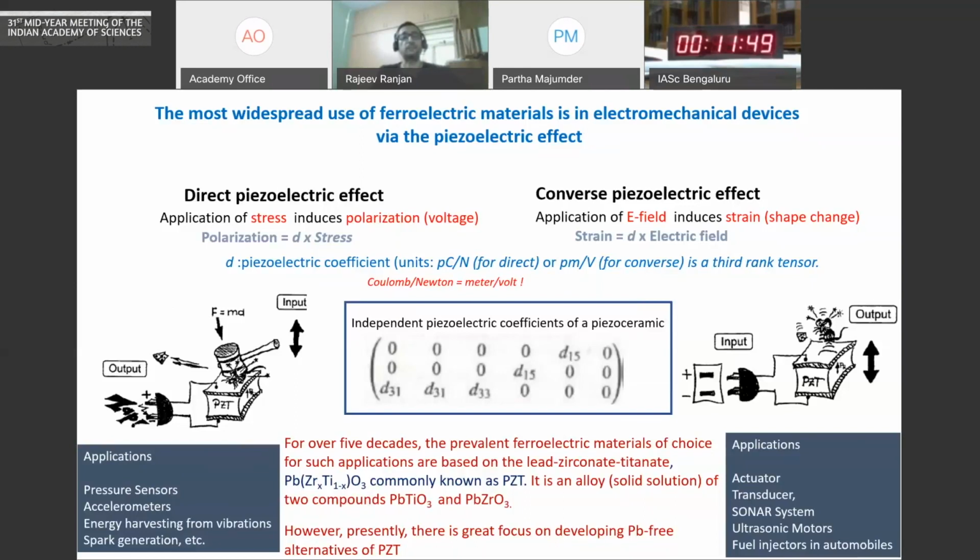The coefficient d is called the piezoelectric coefficient. It's one of the important figures of merit. And for piezoelectric ceramics, there are basically three different types of coefficients: d31, d33, and d15.